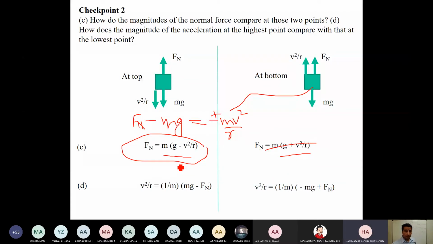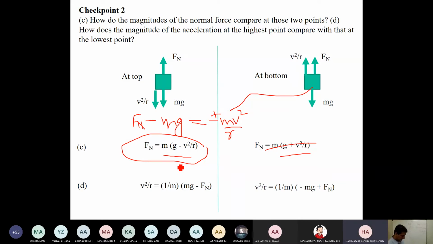mg and ma, they're in the same direction, shouldn't they have the same sign? No, they are not the same. What do you mean? This one, right? Yeah. So this is why it has the minus mg, and here you have minus v squared by r. You can put this negative sign here if you want.